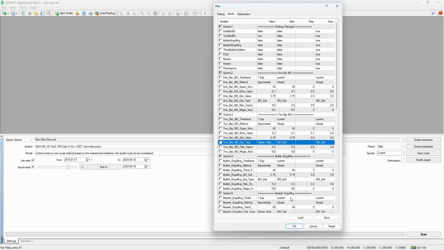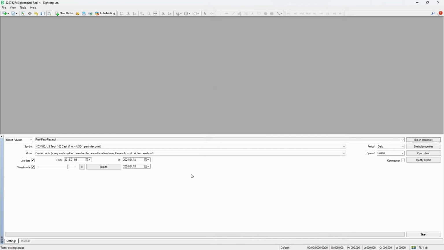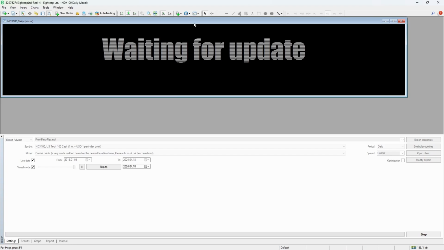So yeah, these are the settings, and let me just run the test and I will get back to you when the test is over.